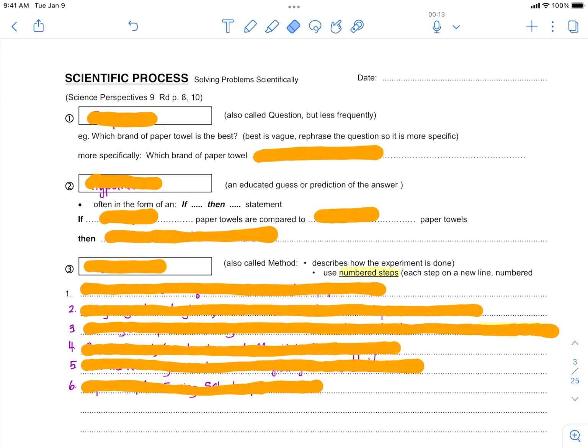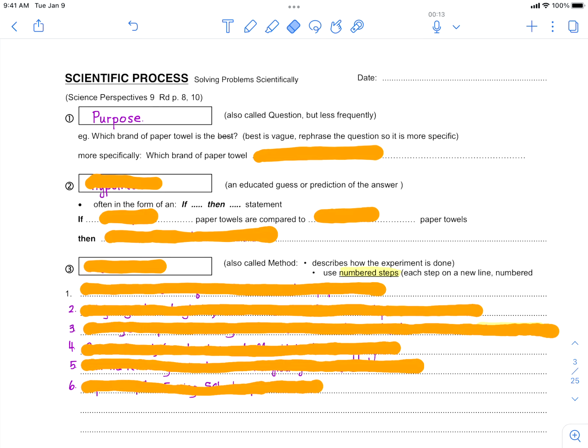Okay, so the first step in the scientific process in any investigation is what we call the purpose. This is also sometimes called a question. The example that we're going to do, because our first lab is commonly known as the paper towel lab, is to ask a question: which brand of paper towel is the best? But when we analyze that purpose, that's very vague because the word best could mean many, many things. So let's cross out that line and say something more specific.